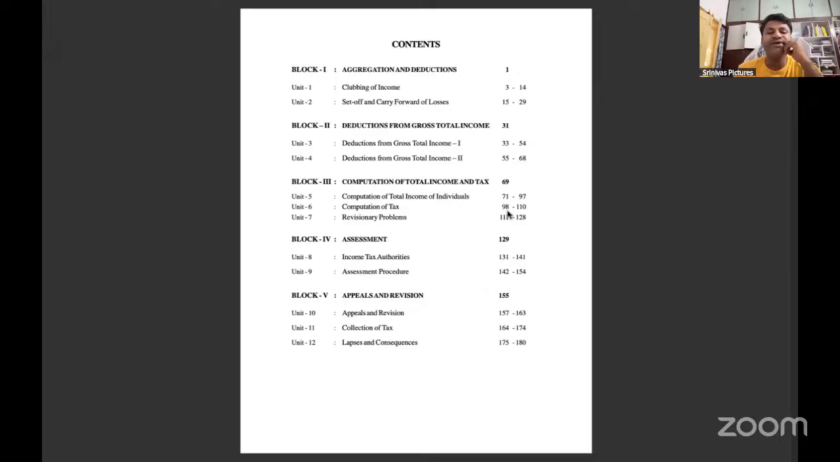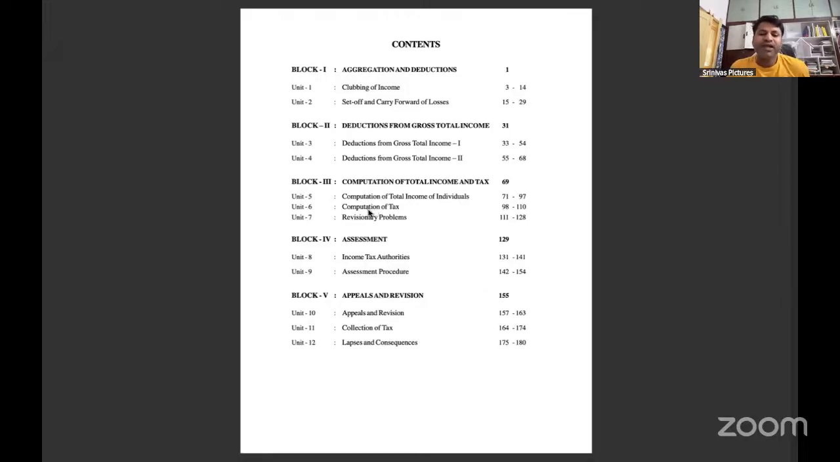The total income we are going to calculate for the individuals. After 5th unit, unit 6, computation of total tax. Once you know the total income of the individual person, you have to calculate the tax. That is nothing but a computation of tax liability.